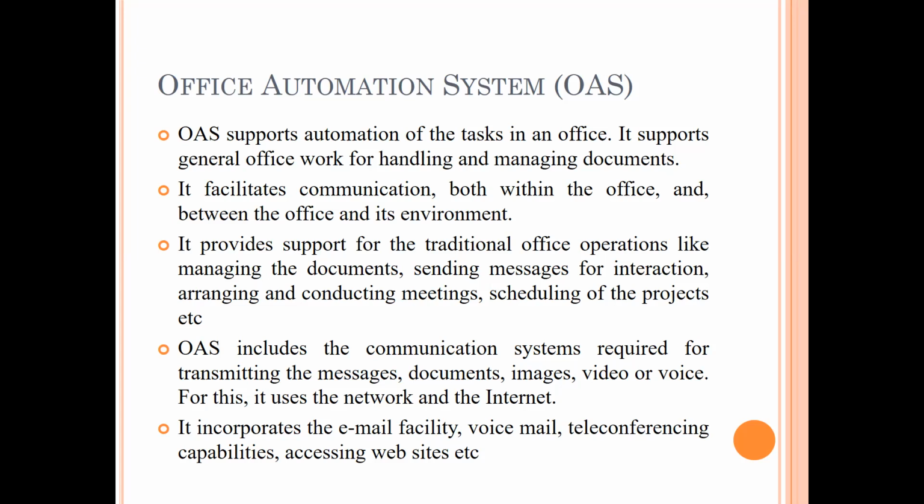or scheduling of projects. An office automation system includes the communication systems required for transmitting the messages, documents, images, video, or voice. For this, it uses the network and the internet. So an office automation system incorporates the email facility, voicemail, teleconferencing capabilities, and accessing websites, to mention a few.